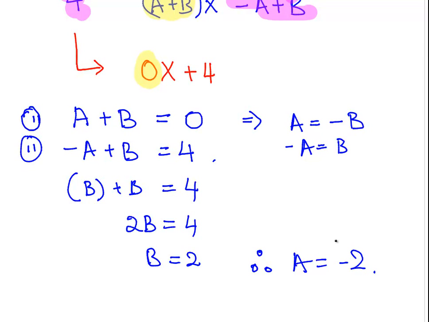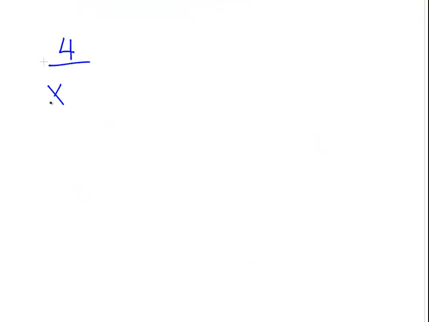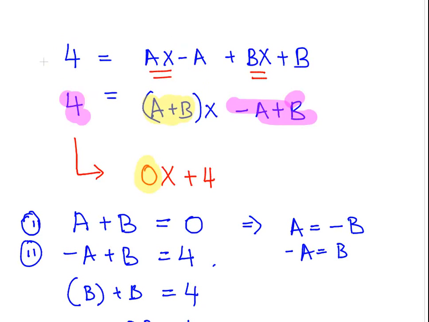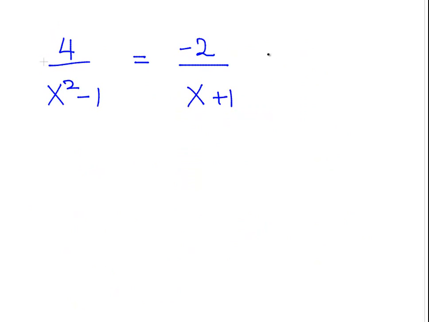Okay, let's use those answers now. We found a and we found b. So what we could say here is, let's write it out again, 4 over x squared minus 1 is equal to a, which was minus 2, over x plus 1. Let me check I get the answers in the right order. Plus b, which was 2, over x minus 1. Okay, so we've solved for a and b. I'll tell you what, we'll call it a day.